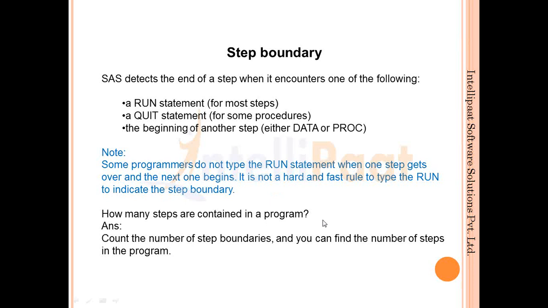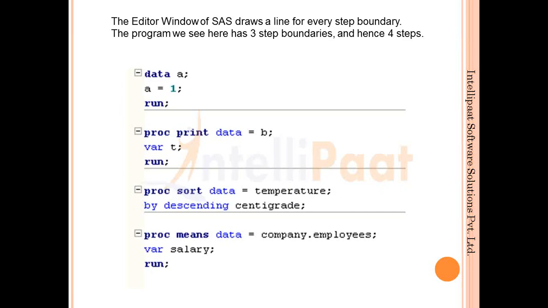How many steps are contained in a program? Answer: count the number of step boundaries and you can find the number of steps in the program. The editor window of SAS draws a line at every step boundary. The program we see here has 3 step boundaries and hence 4 steps, right? So these lines are nothing but the step boundaries.